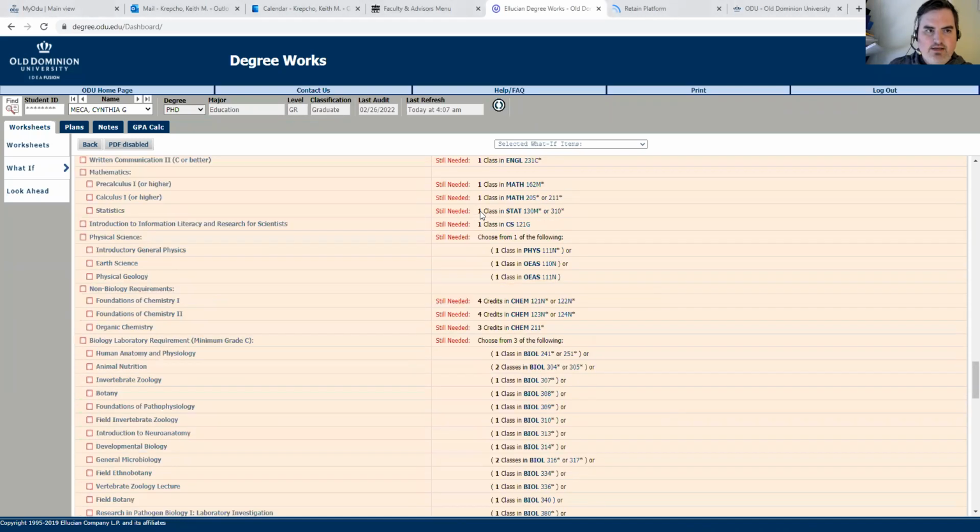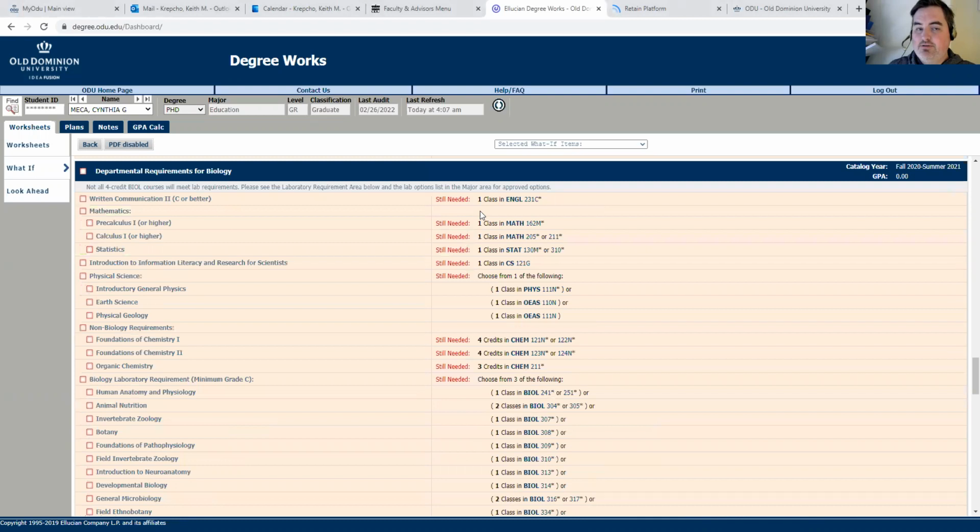So the first area I want to look at is the departmental requirements for biology area. These are specific requirements for bio majors that you need to complete, similar to the lower division gen eds, except these are specific course requirements, whereas in the lower division area, you had options of courses to choose. So the English composition 2, pretty straightforward.